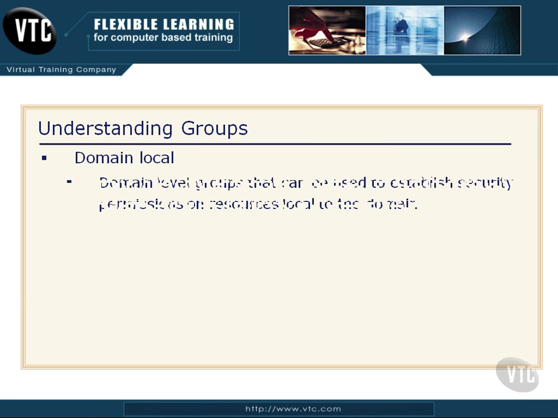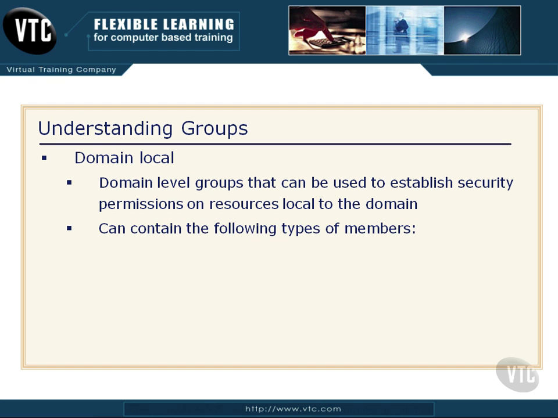The domain local group is a set of groups that you can use to establish security permissions on resources local to the domain. Now notice this is kind of the grown-up version of a machine local, except these are local anywhere inside the domain. So if you've got a resource on a machine in the domain, you want to use a domain local group to provide the security permissions to particular resources.